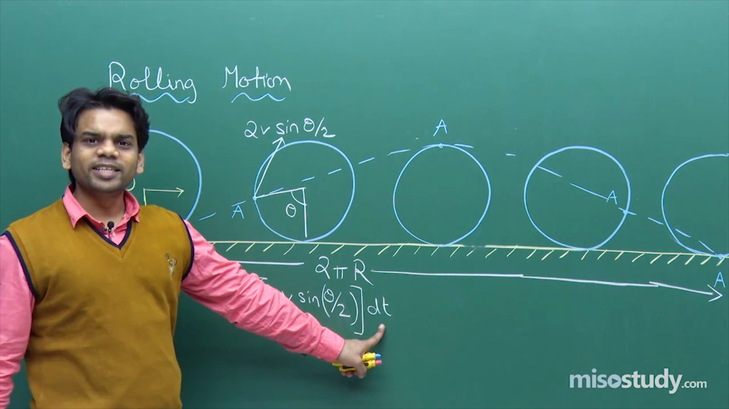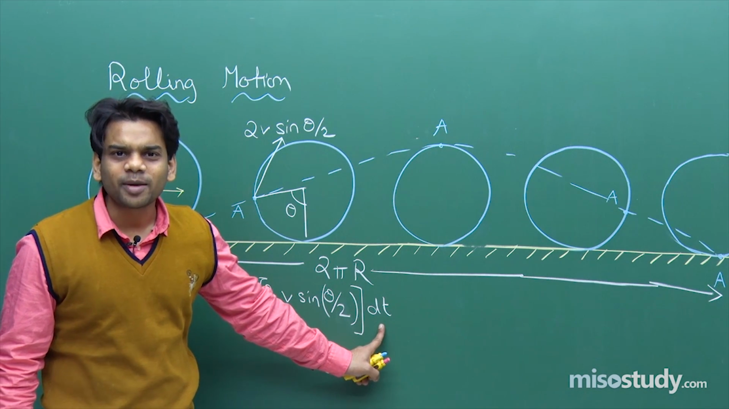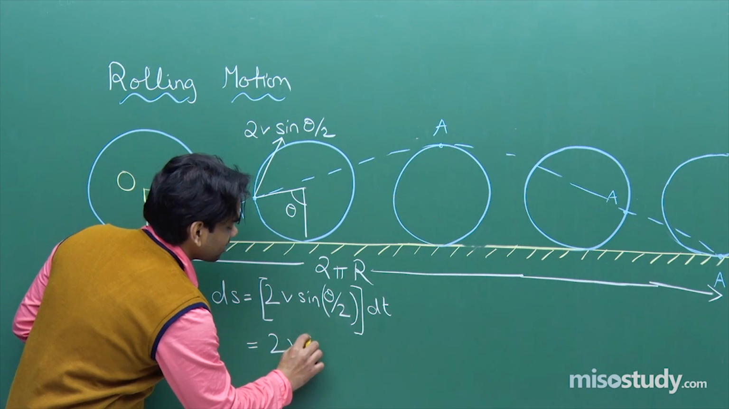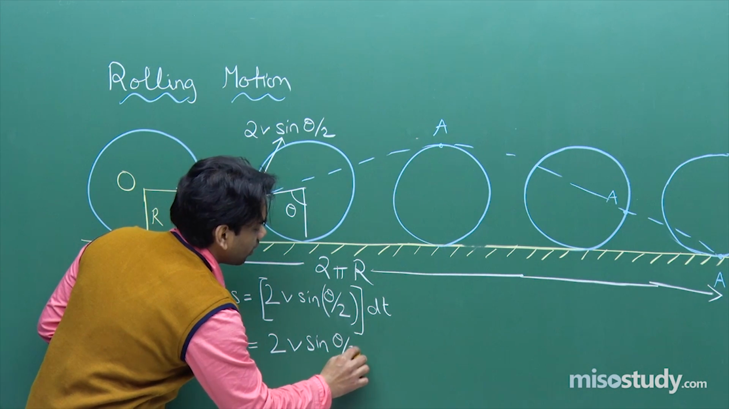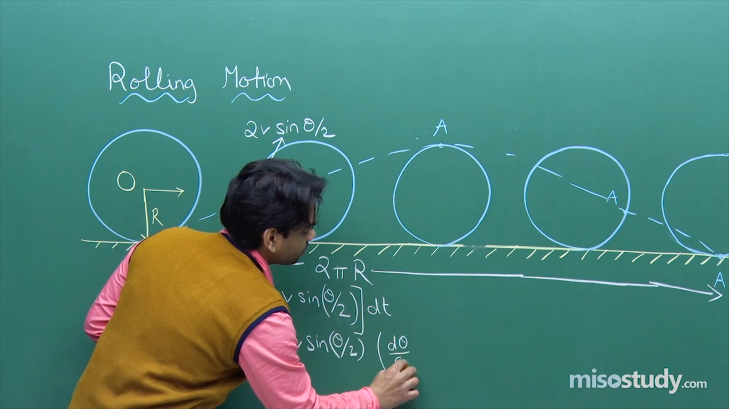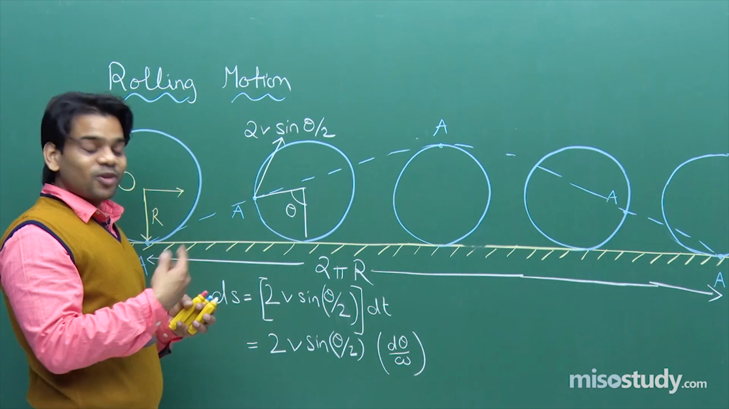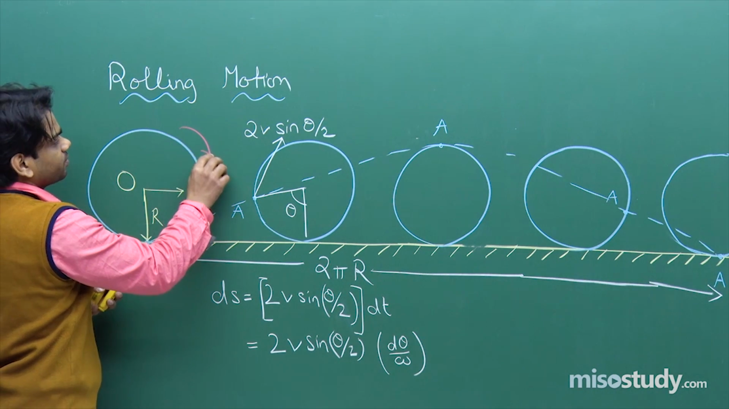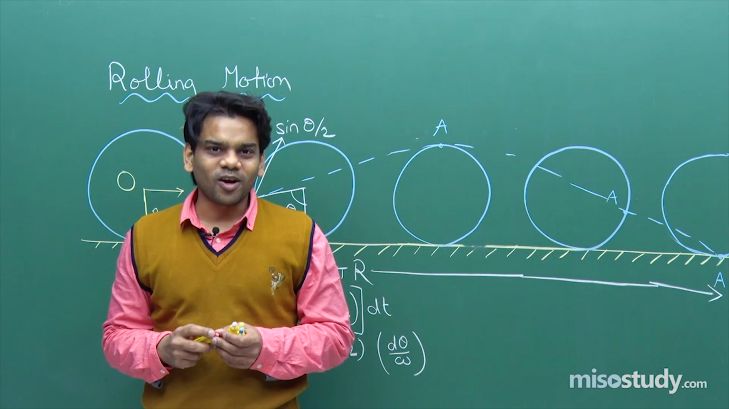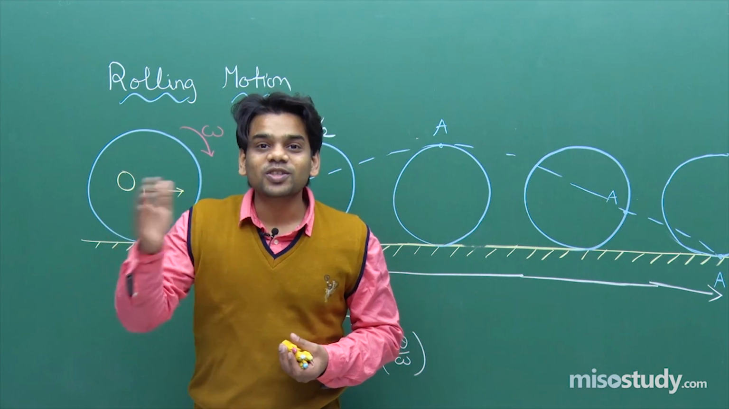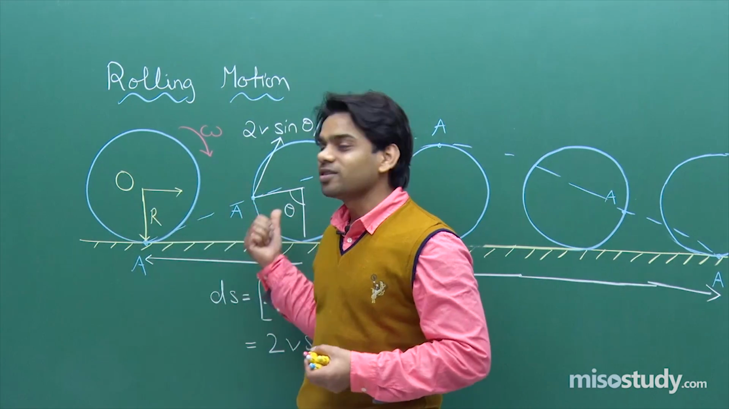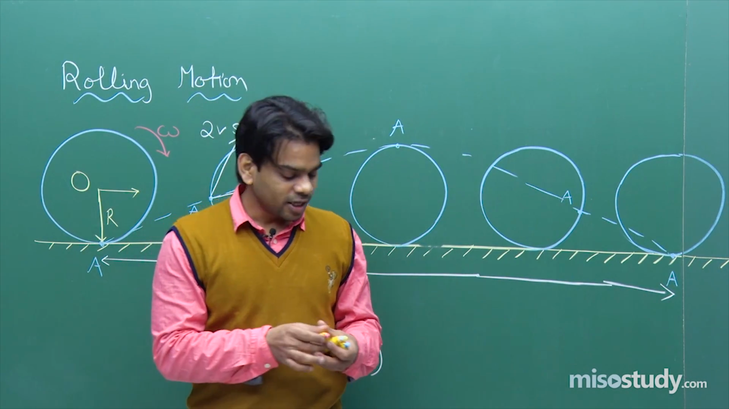Now dt, what can we write for dt? dt can be written as d theta by omega. That's quite simple. So let me write the velocity as 2v sin(theta/2) and dt as d theta by omega, where omega is the angular velocity with which the wheel is rotating. Here we are taking that the wheel is moving with a constant angular velocity, and since the angular velocity is constant, the linear velocity of the center of mass of the wheel will also be constant, equal to v equals r into omega. That's quite simple to make out.